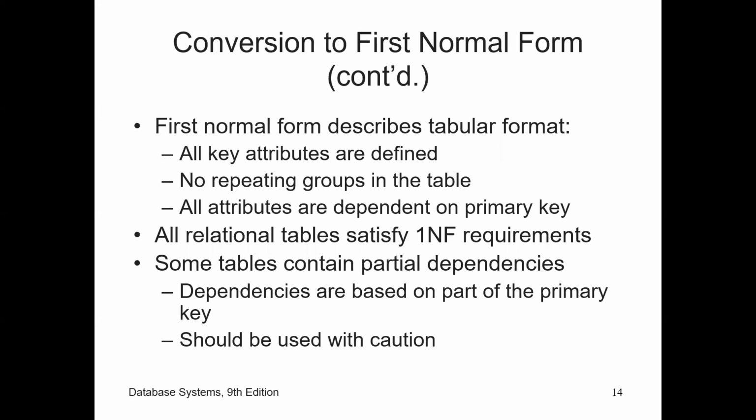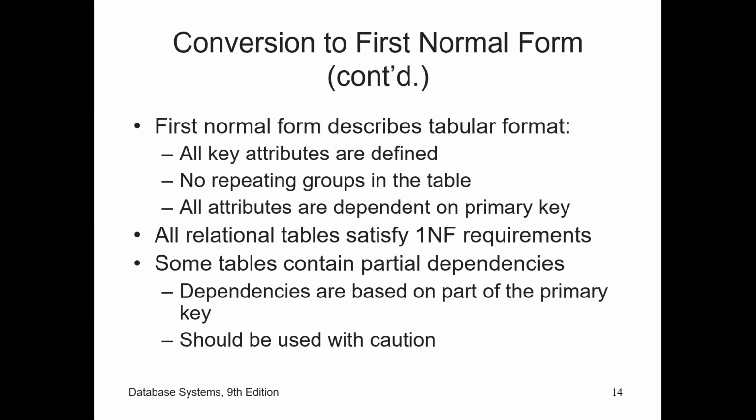Still on conversion to first normal form, the term first normal form, 1NF, describes the tabular format in which all of the key attributes are defined. There are no repeating groups in the table. In other words, each row or column intersection contains one and only one value, not a set of values. All attributes are dependent on the primary key.